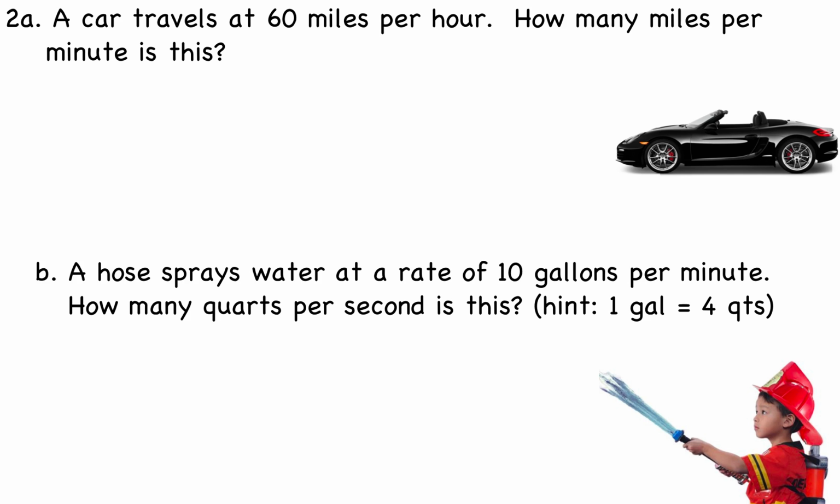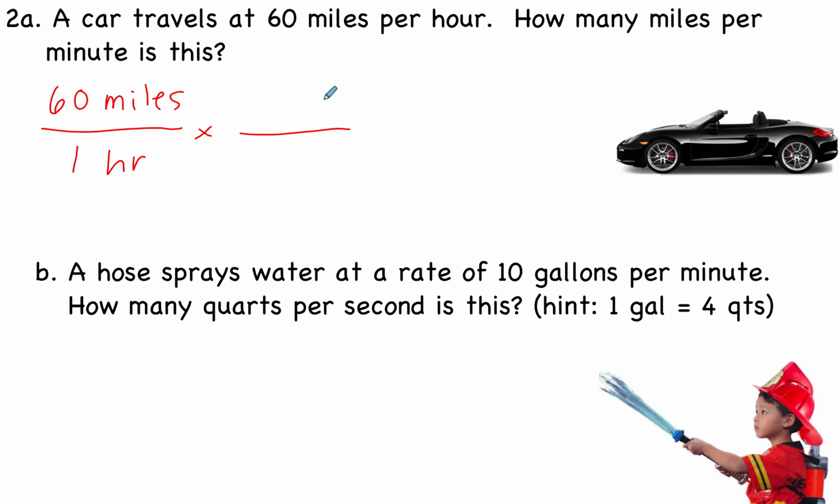A car travels at 60 miles per hour. How many miles per minute is this? Well, we always want to start with what we're given. We have 60 miles, and we're going to do that 60 miles in 1 hour. We want to end up with miles per minute. So I already have miles, but I need to change my hours to minutes.